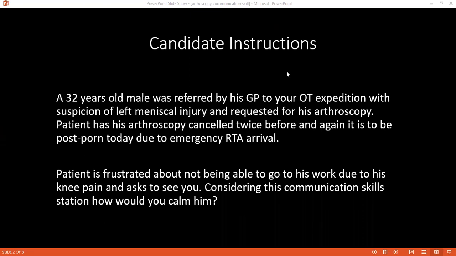So what are you doing here then, if you can't convey my message to your consultant? Well, after the surgeries are over, I will make sure that I inform him regarding you. I'll give him an update and get back to you. I'll discuss with him your cancellations before and the inconvenience caused to you today, and I'll try my level best to get a date for your surgery as soon as possible.